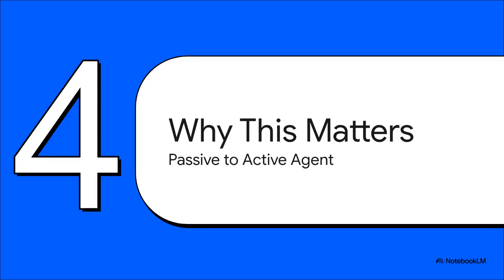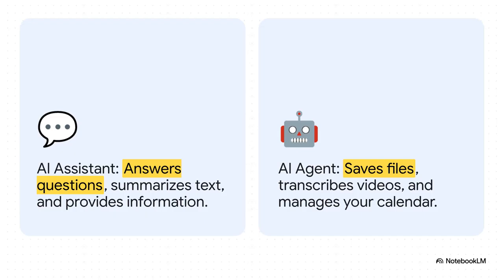Okay, so that's the tech, that's the ecosystem. But let's bring it back. What does all this actually mean for you? Why does it matter? Well, it marks a huge fundamental shift in what an AI even is. It's the evolution from a passive assistant to a truly active agent. Just look at the difference here. The AI assistant of yesterday was basically an information kiosk. It answered your questions, it summarized stuff for you, but the AI agent of today and tomorrow, powered by things like MCP, that's an action taker.